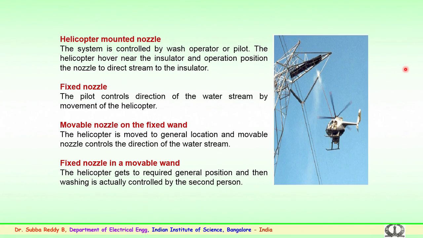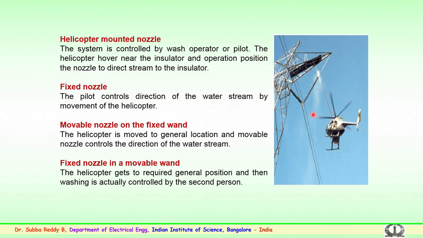The next is the helicopter mounted nozzle sets, which we have discussed. Here the system is generally controlled by the wash operator or a pilot in the helicopter. The helicopter hovers near the insulator string. You can see the insulator string here. The helicopter hovers very near to it at a particular distance, and the position of the nozzles is adjusted with the insulator string, so that the spray of the nozzles is directed to the insulator string for proper cleaning.